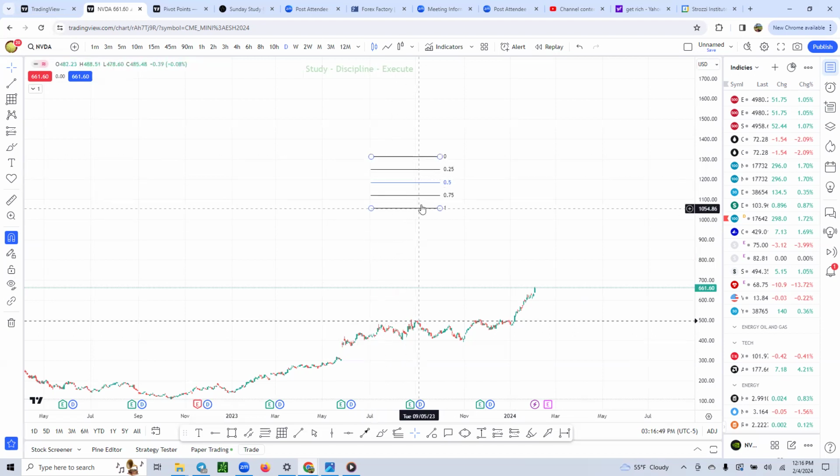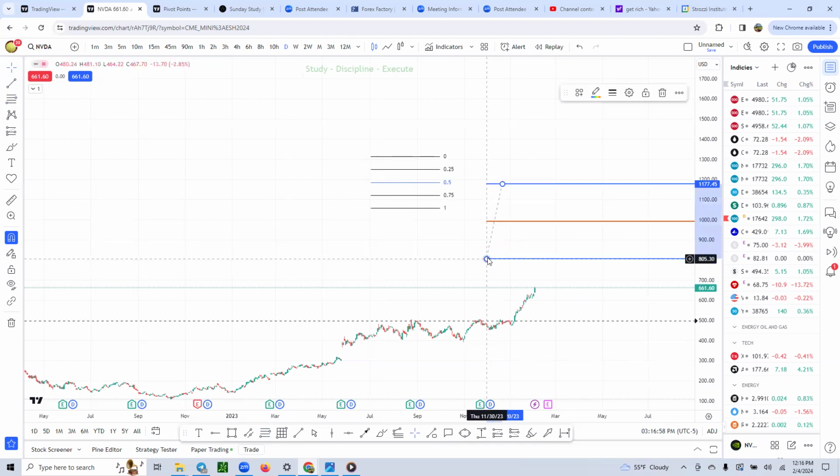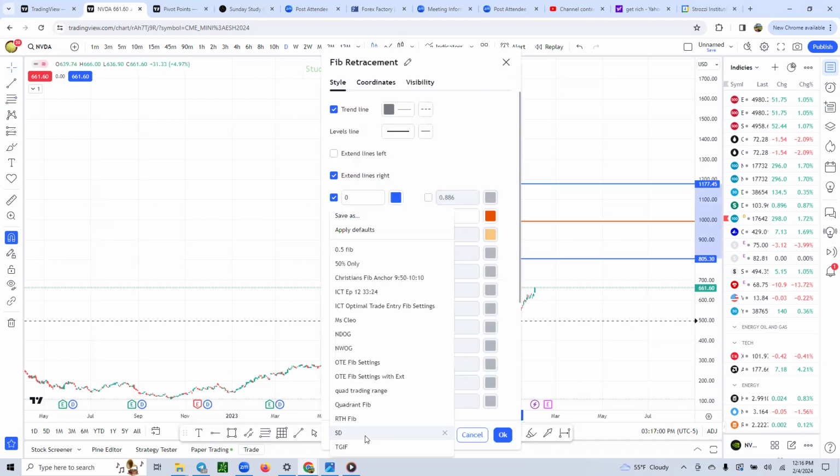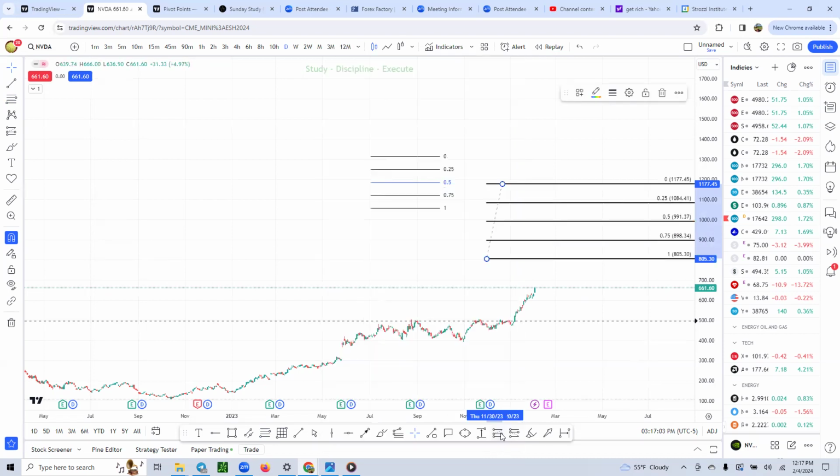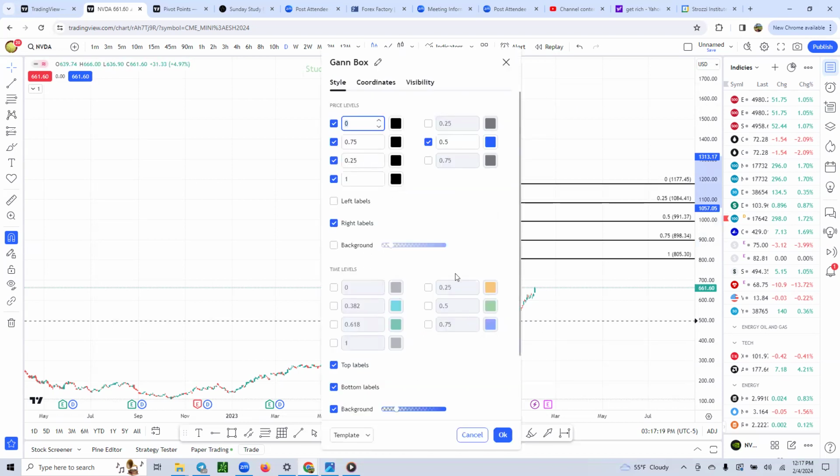It serves the same purpose as this one, but the only difference is this one extends over. I have it set to extend to the right. This one doesn't, so sometimes I might not want it to extend over to the right. If I'm looking at a very narrow section, I'll use the Gann box. And these are the settings for the Gann box, if you choose to use that.